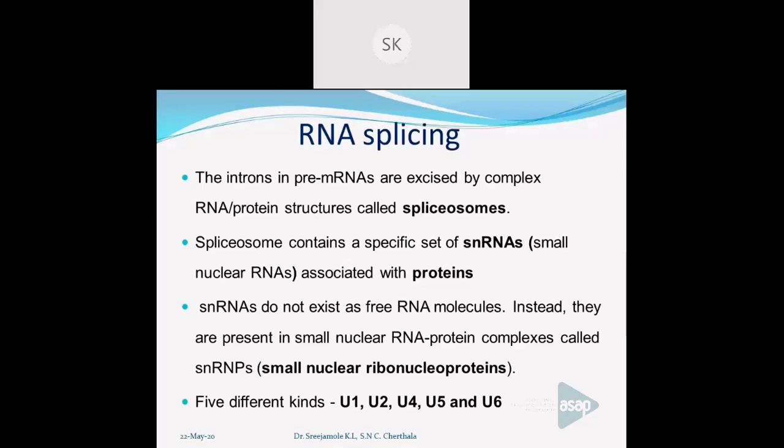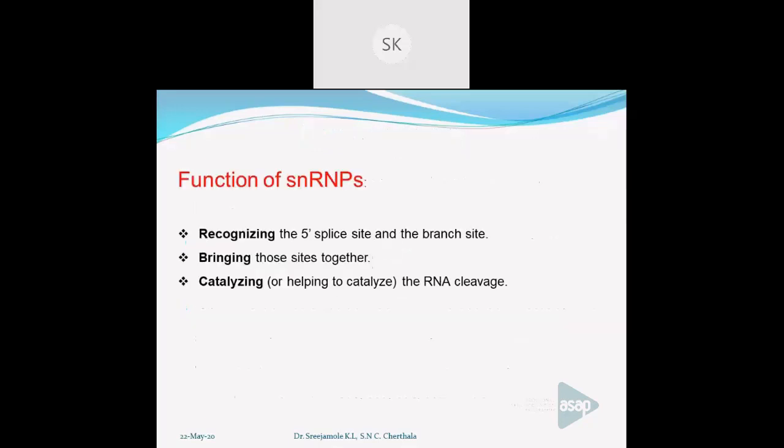So these snRNPs, along with some proteins, form a spliceosome and bring about the splicing process. There are 5 different kinds of snRNPs, designated as U1, U2, U4, U5, and U6. Next we will see how these snRNPs or spliceosome actually promote the splicing process in RNA.